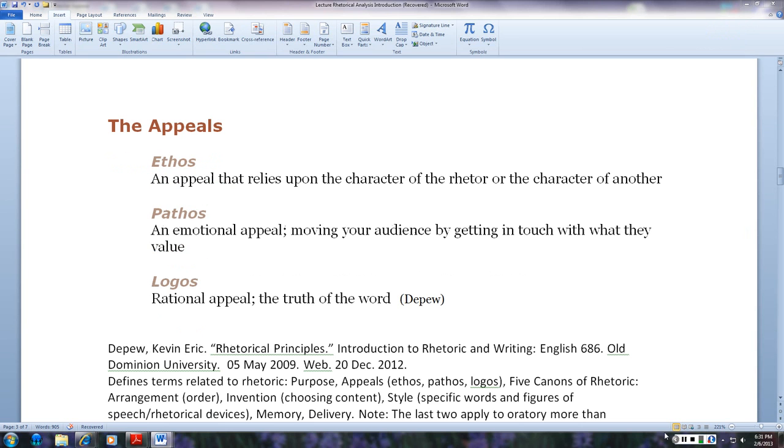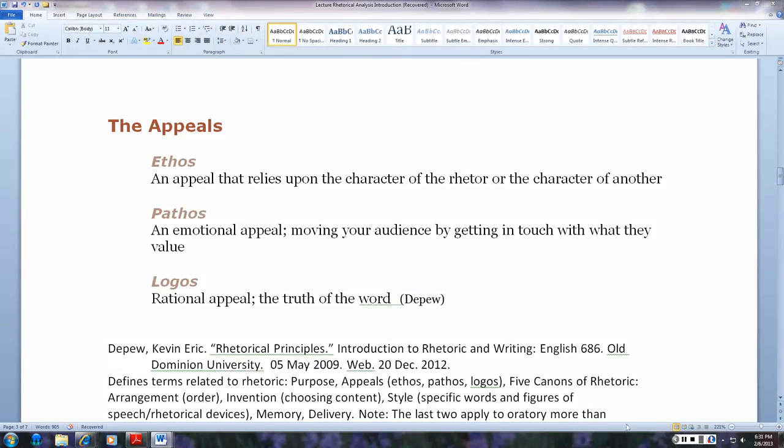Again, notice that I have provided a bibliographical citation. I included the author's last name, at the end of the information. And again, because it is a block quotation, it does not come before a period. Notice I give you the name of the author, the title, Rhetorical Principles, the fact that this came from a course at a university. It was updated in May of 2009, and I accessed it in December of 2012.